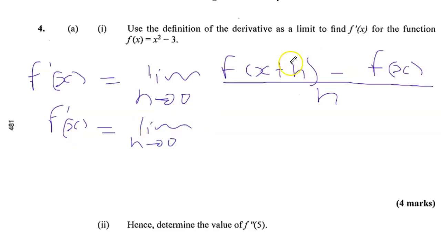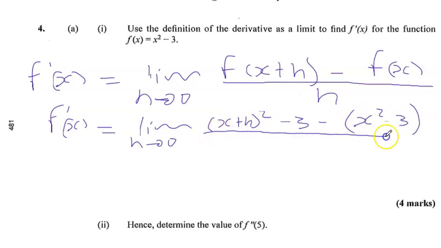So f of x plus h, we simply go to the function f of x and replace the x with whatever is in the bracket. So f of x plus h is x plus h squared minus 3, minus f of x, and f of x is x squared minus 3. So it's a straightforward substitution all over h. And we don't want to substitute the h as yet, simply because we'll get divide by 0, which is undefined. So let's not divide yet by h, by 0.